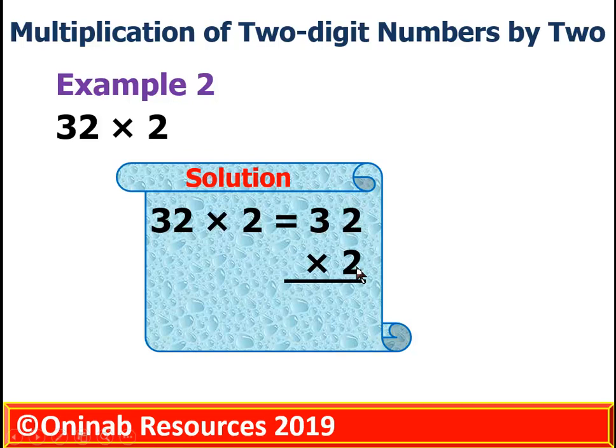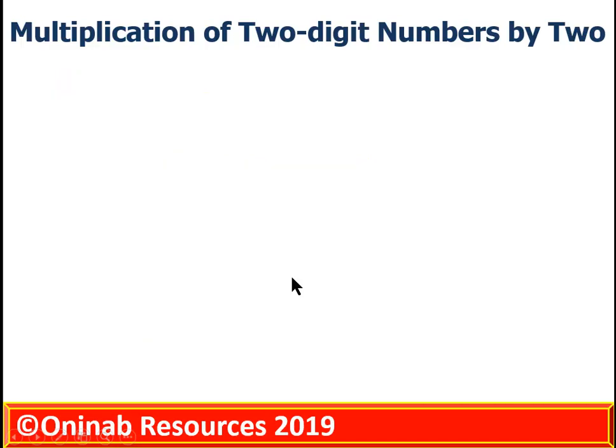So 2 times 2 gives 4. We write the 4 under 2, and 2 times 3 gives 6. So we have a 6. And our answer by multiplying 32 by 2 gives 64. So we go to the third example.